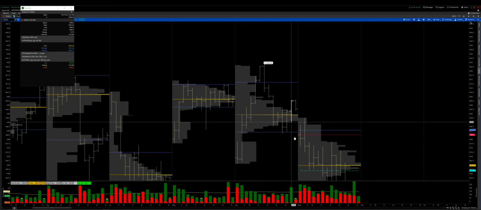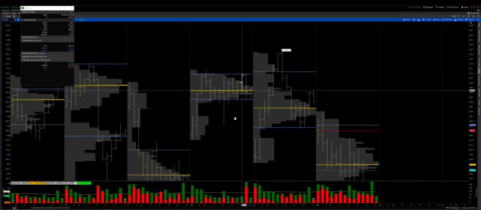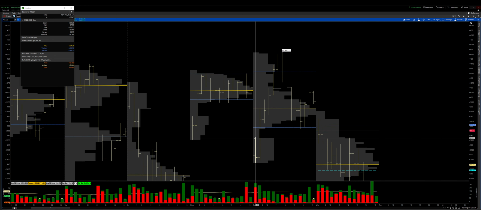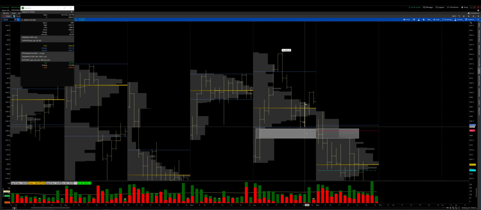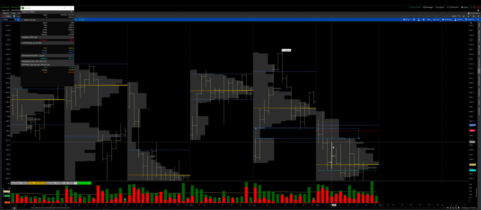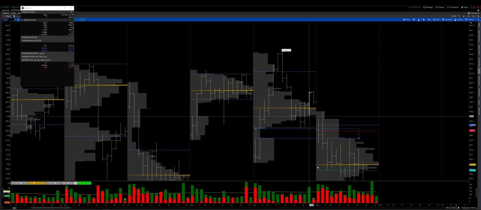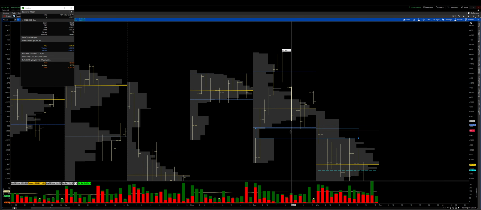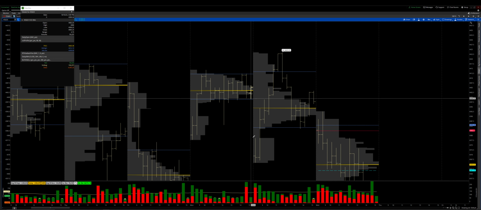So we opened up inside of the previous day's range and inside of the single prints from yesterday, right? We had this set of single prints right here where I'm highlighting, and we opened up right inside that. That is not what buyers wanted to see. Buyers did not want to see us open up inside of that range, and definitely didn't want to open up and get acceptance into the lower distribution, which I'm about to highlight here. Let me go ahead and highlight that lower distribution for you. This was the lower distribution.